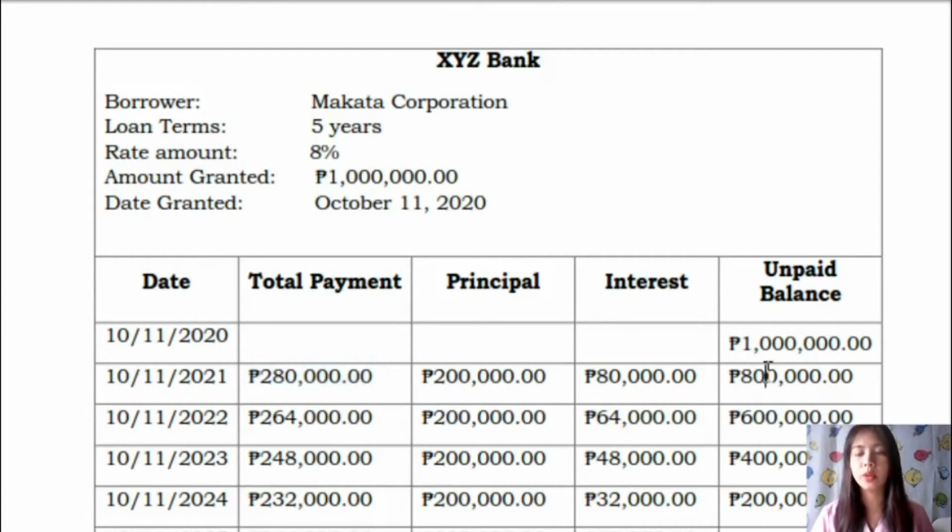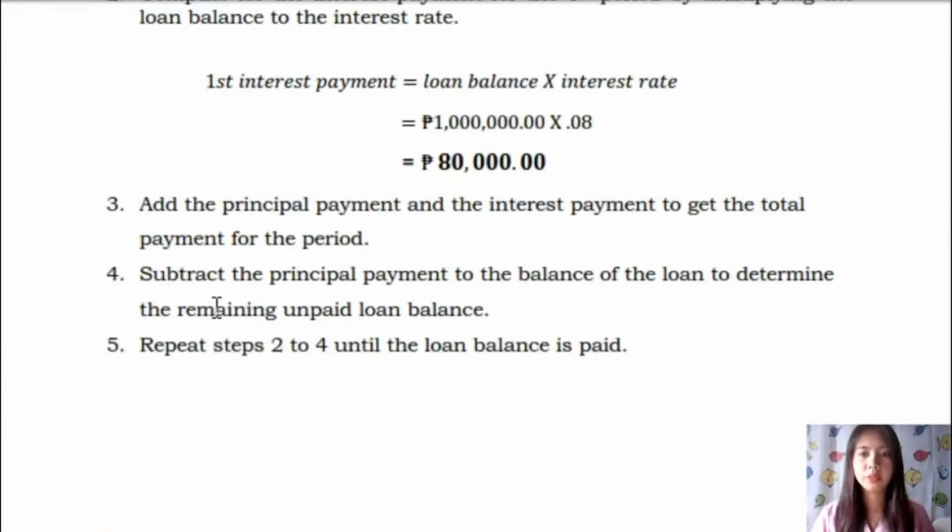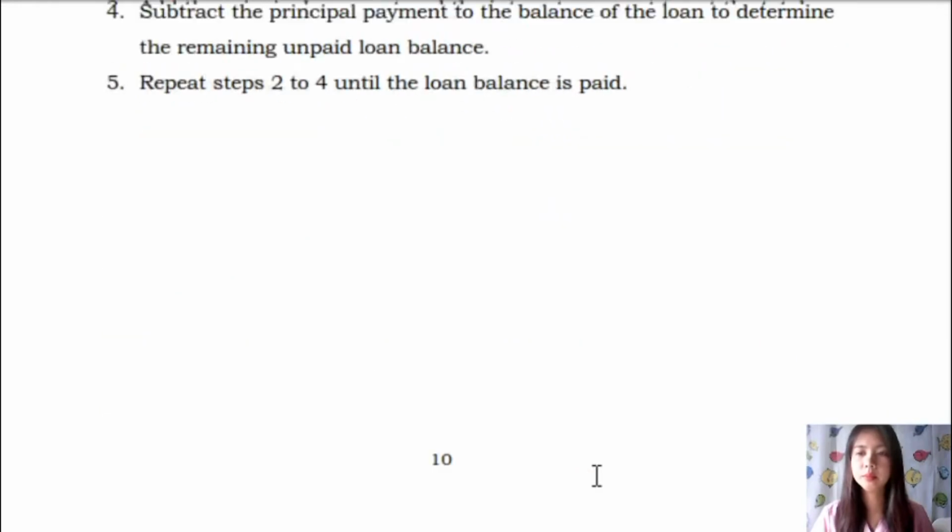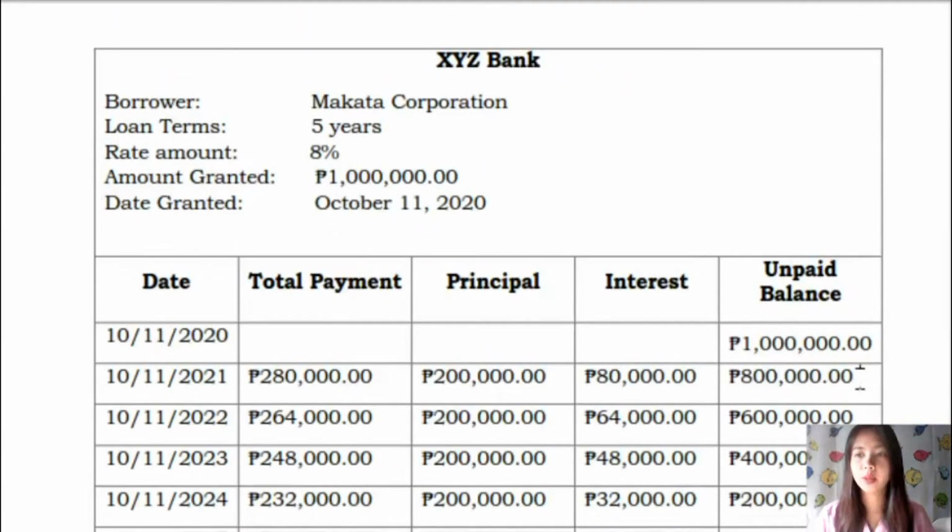Okay, so ganun din po ang gagawin natin sa next step na ito. So, ulit lang po natin yung ginawa natin from step 2 to 4. So, this time, dito na po manggagamit. So, sa 800,000 pesos, multiply by the rate, 0.08, kaya natin makukuha na si 64,000 pesos. Okay, so same process. 64,000 plus 200,000, makukuha natin yung total payment for the period.